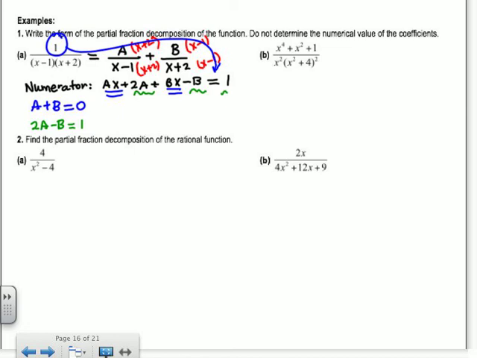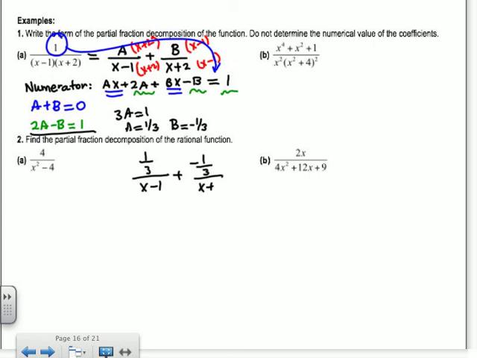Okay, what do you have? Yeah. See, this is a system of two equations. So add straight down. So when I add straight down, I get 3a equals 1. So a is 1/3. a plus b equals 0, so that means b is negative 1/3. So you can write this as 1/3 over x minus 1 plus negative 1/3 over x plus 2.